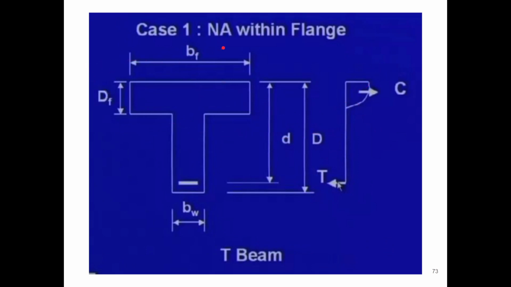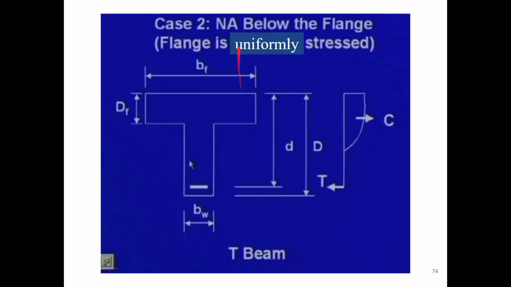So first is that the neutral axis will lie within the flange. Second is the neutral axis will not lie within the flange, it will lie outside the flange, but it will be uniformly stressed till the flange. So it will be something like this and then like this. It will be straight up till flange and then it will reduce. So it will be below the flange, but the flange will be uniformly stressed.